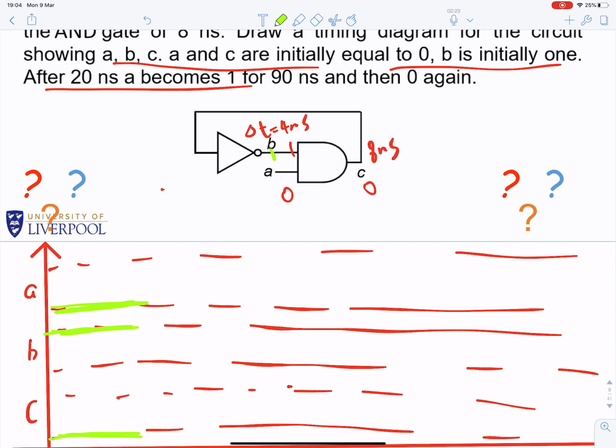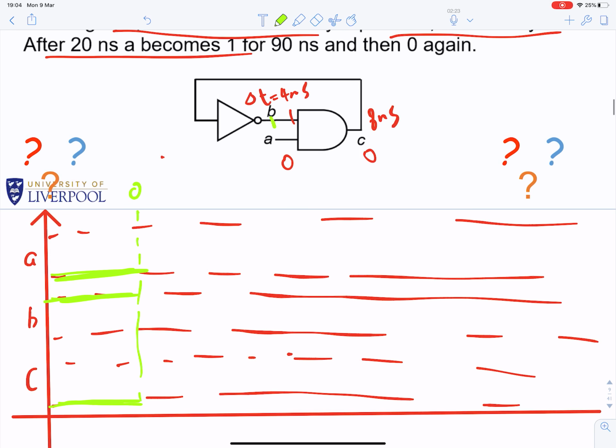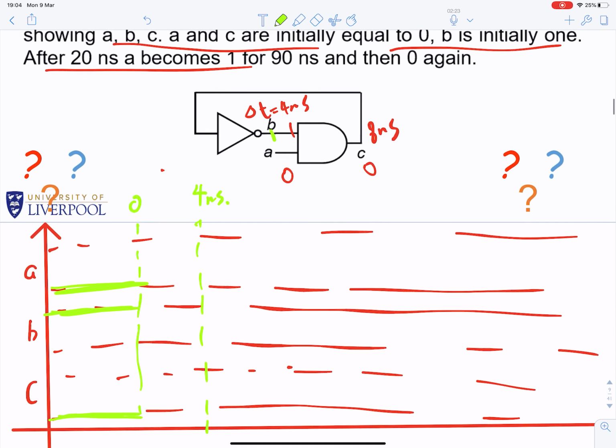So what does changing B to 1 mean? It means it's going to be delayed 4 nanoseconds. So let's assume this is time zero, and it's going to delay 4 nanoseconds. So after 4 nanoseconds, it is going to change from 0 to 1. B is initially at 1, right?